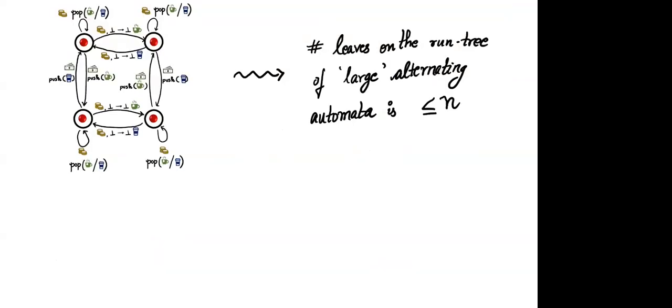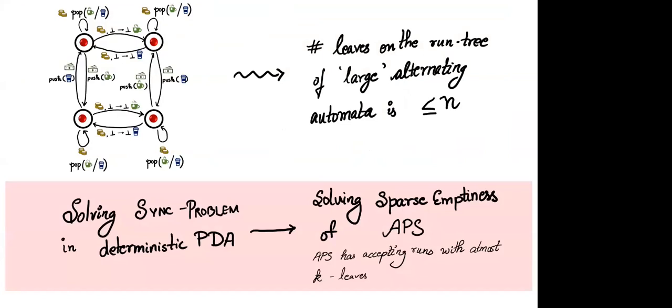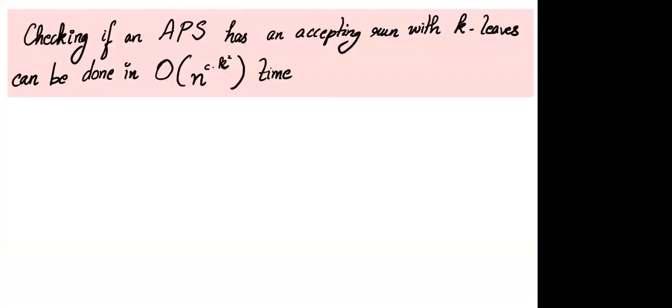Right. So because of this invariant, there can be at most n universal transitions in any run of the constructed APS, right? And so any run of this APS can have at most n leaves. Am I correct? Yes, indeed. Hence, it suffices to solve the following sparse emptiness problem for APS. Given an APS and a number k, we want to check whether this APS has an accepting run with at most k leaves. Okay. And how fast can we solve this? We can solve this in time n to the power c times k square for some constant c, where n is the size of the given APS and k is the number of leaves.